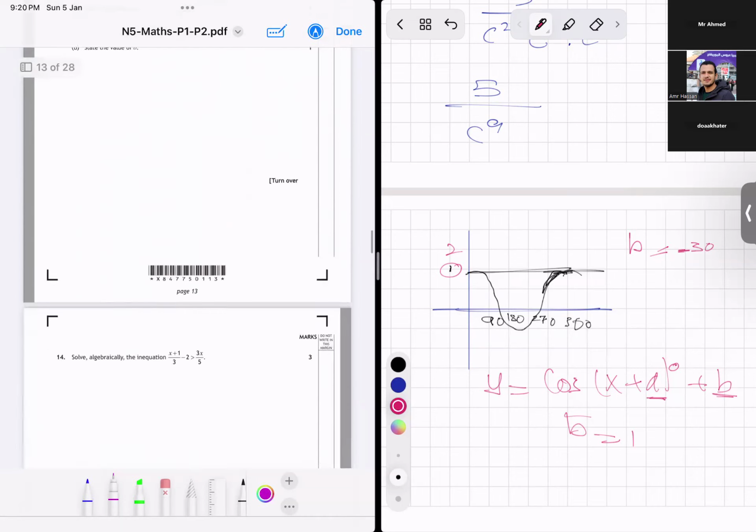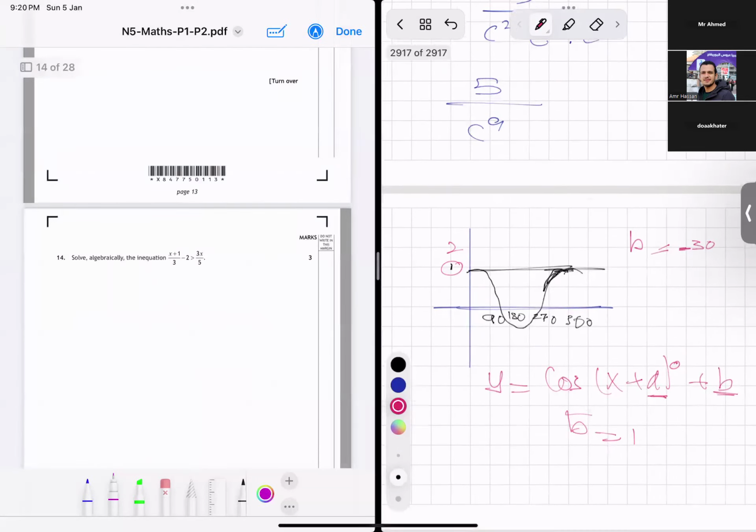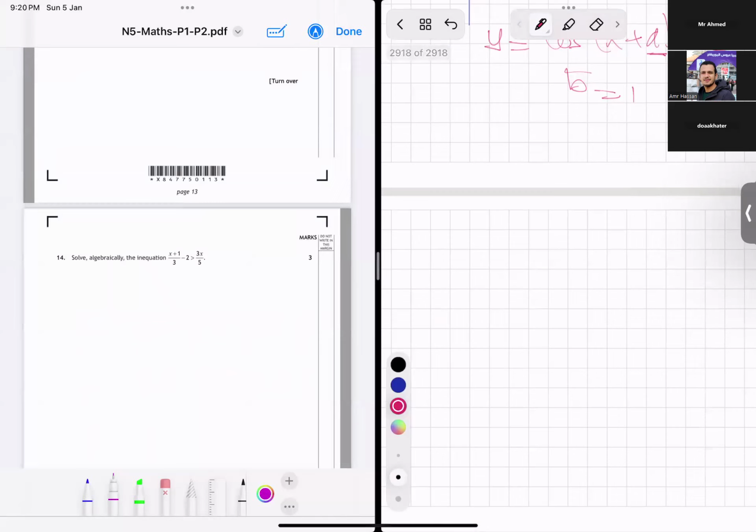Okay. The other one sounds like we have an inequality, but the point is, we get a fraction, we get a denominator. I have a couple of ways to do it, but let me write down firstly. Minus 2 greater than 3x over 5, right? How could I do that? Do you have an idea?